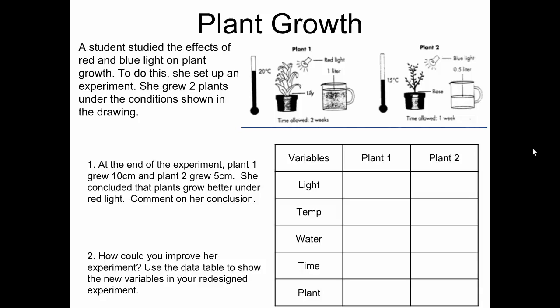So her conclusion was that plants grow better under red light. Is that a correct conclusion based on this? No. Do we know if they grew better under red light? Not really, because all those other factors could have influenced the growth of the plant. Obviously, more time, more water, warmer temperature, those things could affect how the plant grew as well. So how could we improve her experiment? How would we alter or modify it to make this a better experiment?